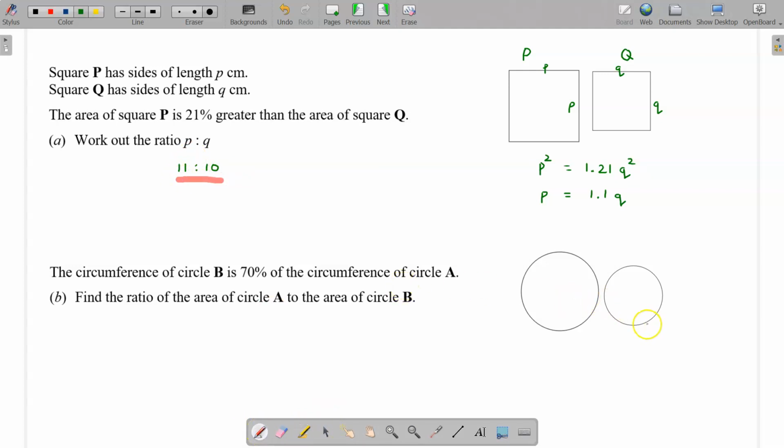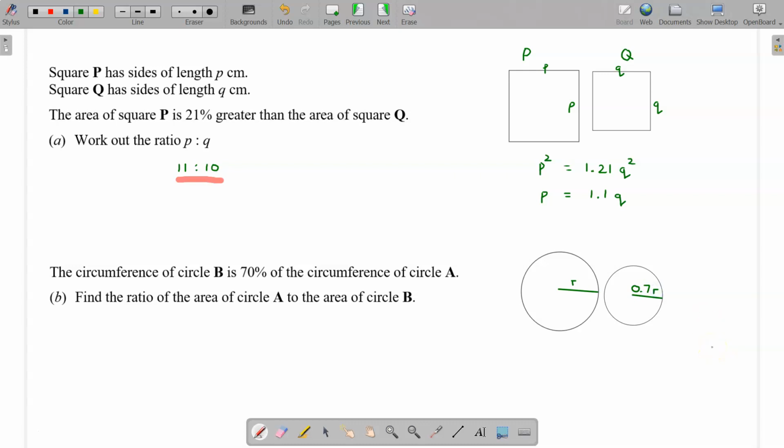Now we've got two circles, and we're told that the circumference of B is 70% of A. So I'll put a radius in here and another one in here. If the circumference is 70%, then so is the radius, because they're both linear measurements. So this one I'll call R, and this one is therefore 0.7 times R.